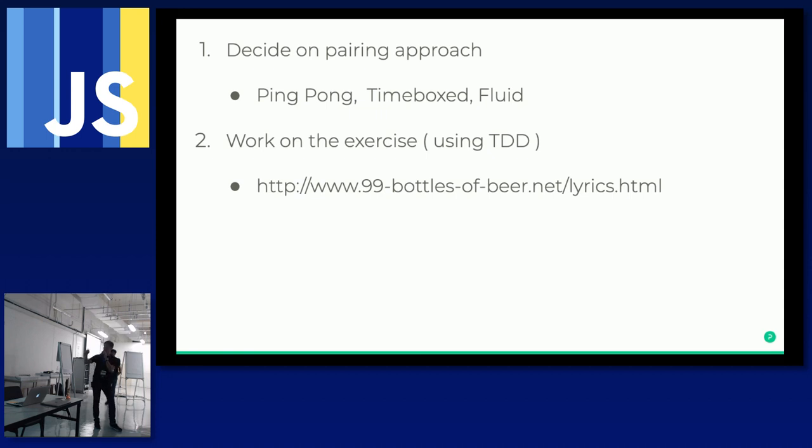With your pair, first decide which approach you want to do: ping pong, time box, or fluid approach. Decide on that. Then secondly, you'll be working on an exercise. Make sure you use the TDD approach for that. And what exercise is this? It's called the 99 Bottles of Beer.